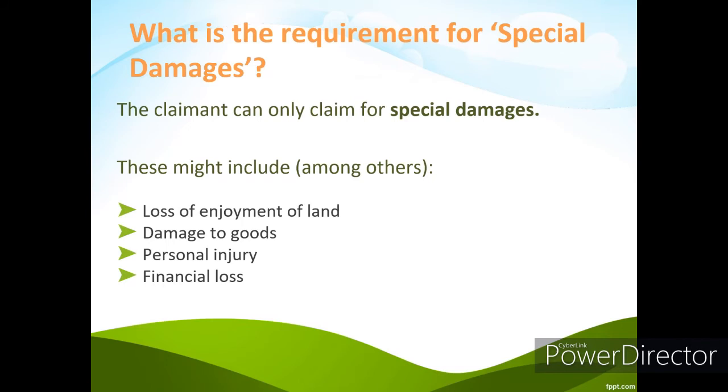So you can only claim for special damages, and this is different from special damages that we've talked about before when we've looked at damages for negligence. Special damages can include loss of enjoyment of land, as in the quarries case, damage to goods, personal injury, and even financial loss. So if you get a scenario involving public nuisance, you need to look at what has actually been lost or damaged, and is it a special damage? Because if it isn't, there can be no claim for public nuisance.